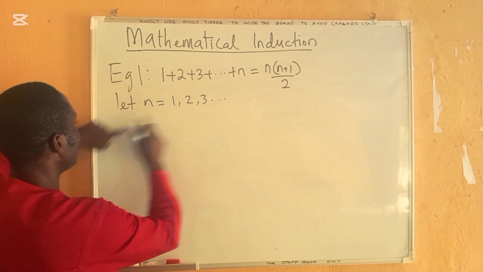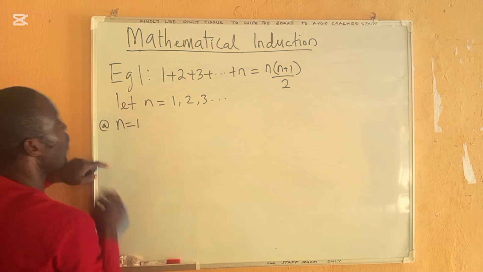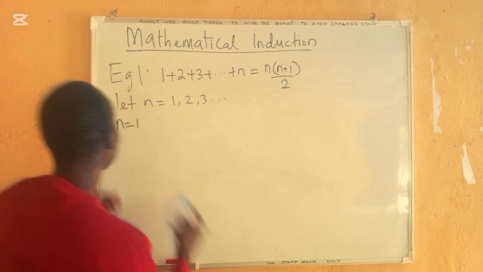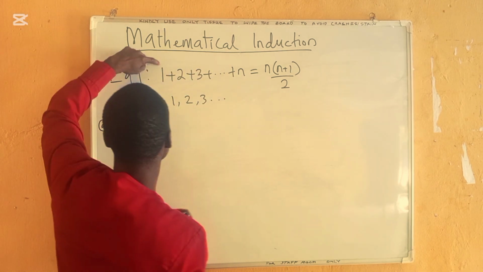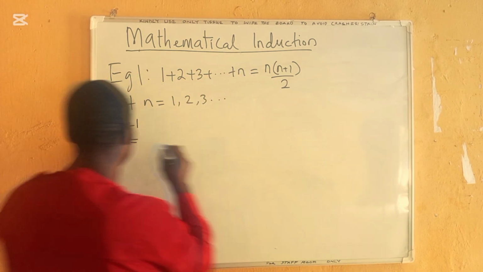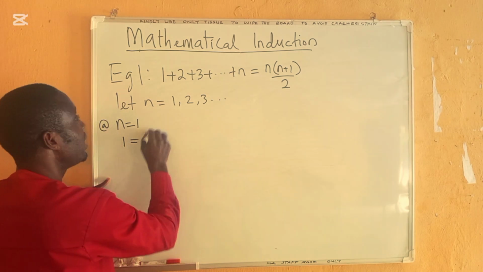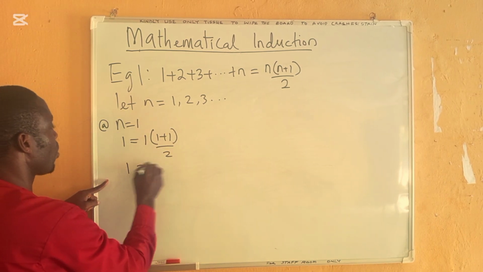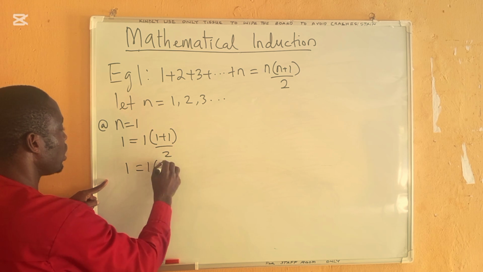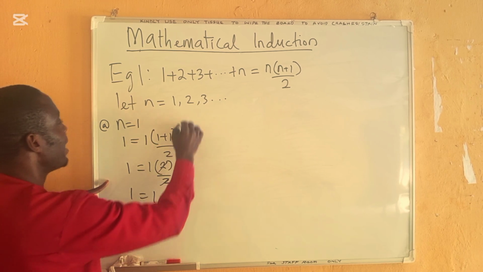Now, at n is equal to 1, what are we going to do? We are going to say that 1 is equal to the formula. The first one there, which is 1, is equal to the formula, which will give us, at n is equal to 1, 1 into 1 plus 1 divided by 2. That will give us 1 is equal to 1 into 1 plus 1 is 2 divided by 2. 2 will cancel 2, we have 1 is equal to 1.